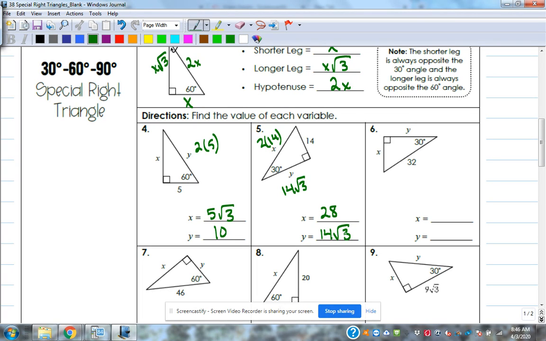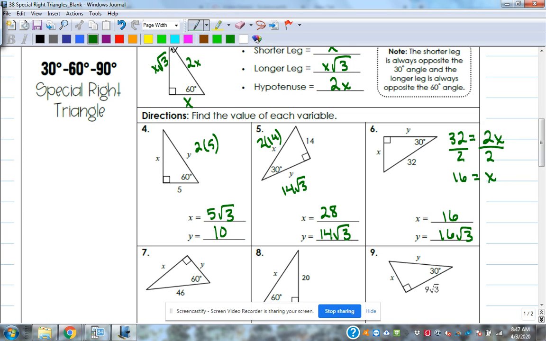Okay. Example 6, they give us the 30-degree angle here, and we don't know the shorter leg, and we don't know the longer leg, but we do know the hypotenuse. And we know that the hypotenuse, 32, is equal to 2 times the shorter leg, and it's x in this case. So we're going to divide by 2, and 32 divided by 2 would be 16, is the shorter leg, 16 there. And then the longer leg is going to be 16 radical 3.